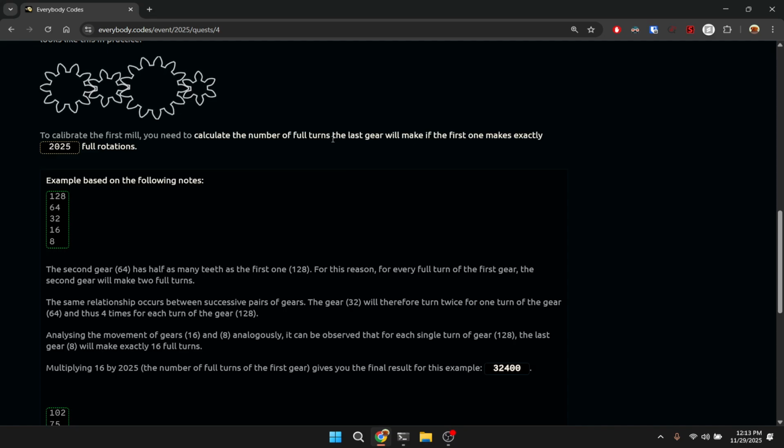So if you take a gear with 2x teeth and you make it turn once, then if you take one with x teeth, the next one turns twice. So it's probably just fractions, I guess.